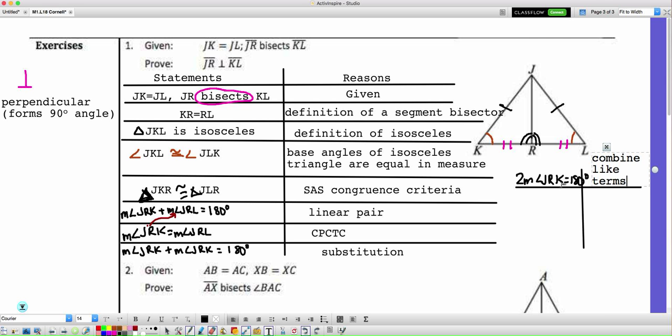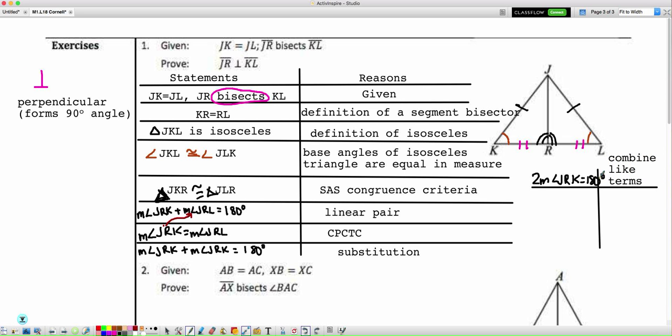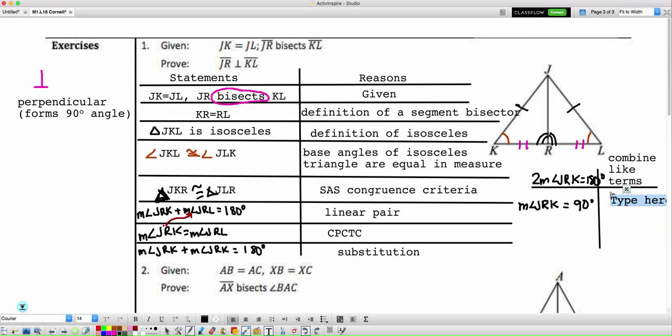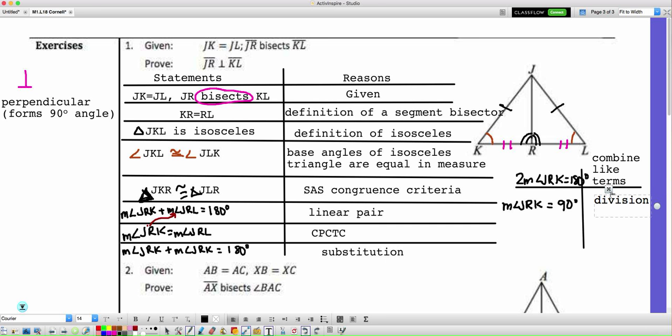Notice I could take this and divide both sides by 2 now. So if I divided both sides by 2, I would end up with the measure of JRK equals 90 degrees, because 180 divided by 2. My reason, since I divided, would be division property.